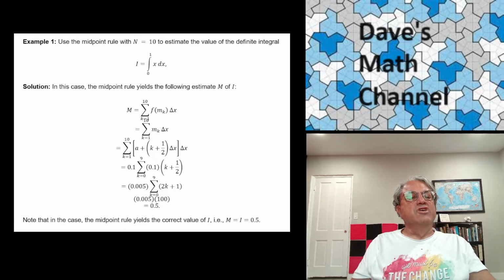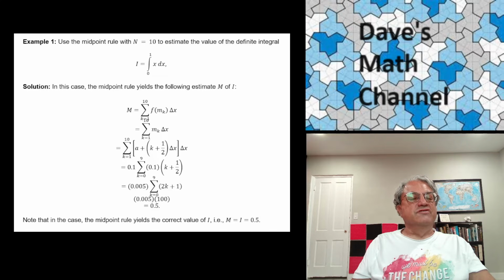So M is given by the sum k going from 1 to 10 of f of m sub k times delta x. We know delta x is 0.1. It's just 1/10 of the width of the whole integration range. So we can actually pull that outside if we want. But then let's just simplify the integrand. Remember, f of x is x, so f of m sub k is just m sub k. So we just plug everything into this formula, and when you work out the details, this simplifies to 0.005 times the sum k going from 0 to 9 of 2k plus 1.